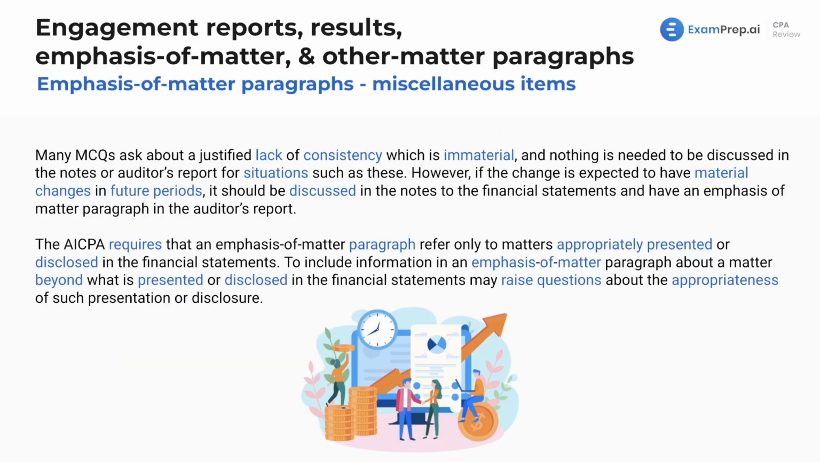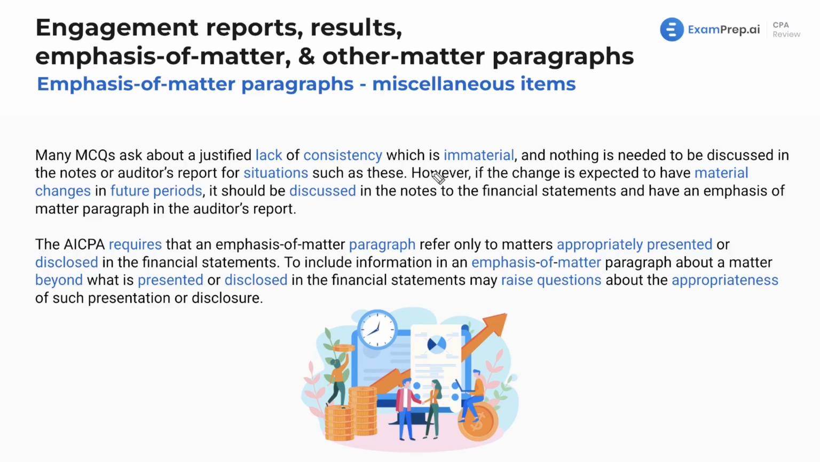Some miscellaneous items on the emphasis of matter paragraphs. Many questions you may see ask about a justified lack of consistency, which is immaterial, and nothing is needed to be discussed in the notes or auditor's report for situations such as these. So any material changes in GAAP, or if they're justified, they lack consistency, anything like that. If it's material and it's justified, make an emphasis of matter paragraph about it. If it's immaterial, you actually don't need to do anything.